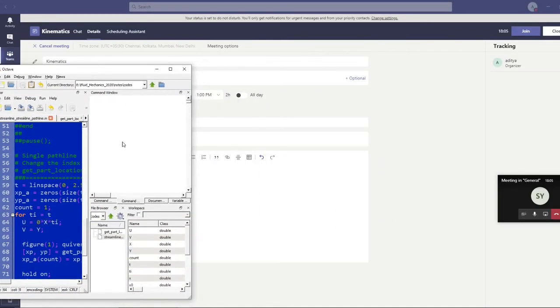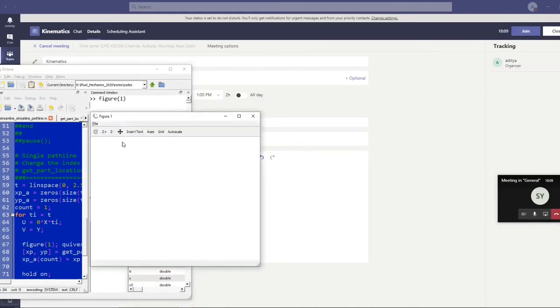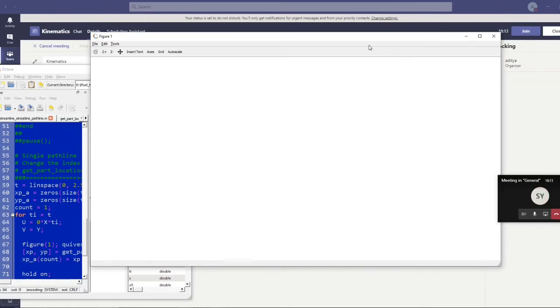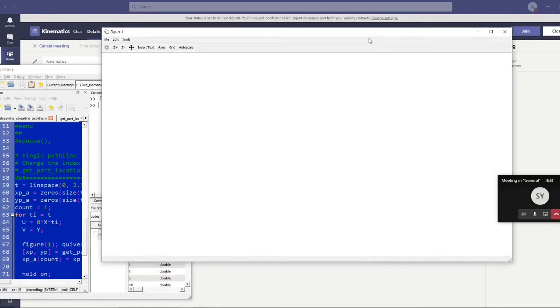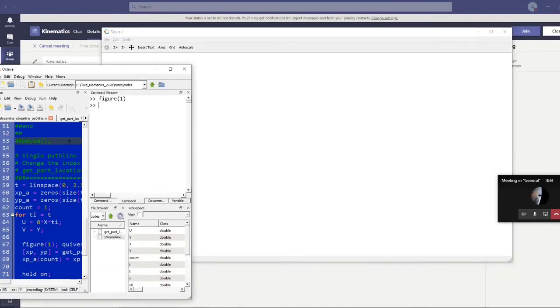What do you expect? Anyone? If the x velocity is 0, what will the particle do? It would move only up. It would move up and it will speed up, and the speed will keep on increasing because the velocity in the y direction is equal to y.